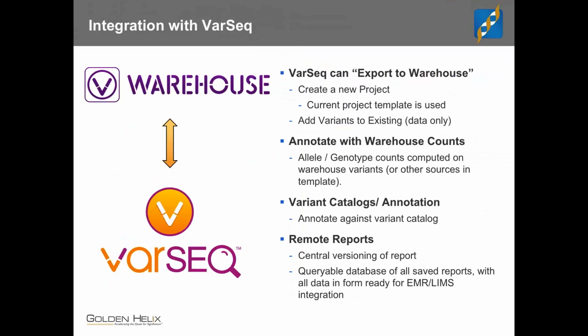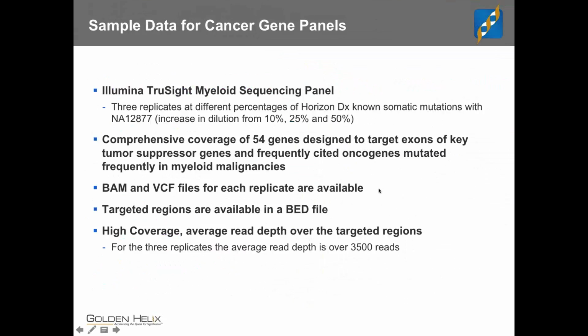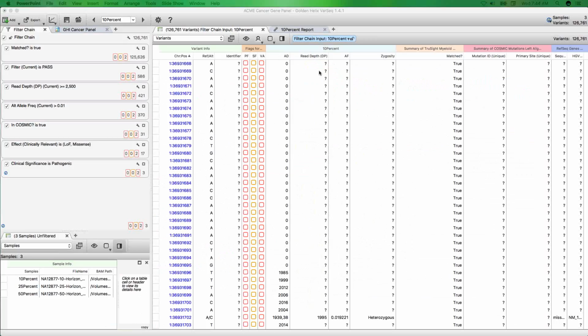So for the sample that I'm going to be showing you today, it comes from the Illumina TruSight Myeloid sequencing panel. We're going to be looking at the 10% dilution for Horizon DX known somatic mutation with the NA12877 sample. We have BAM files and VCF files that are available for this particular sample, and it also has very high coverage. So I'll go ahead and switch over to VarSeq just to show you what my interface looks like there.